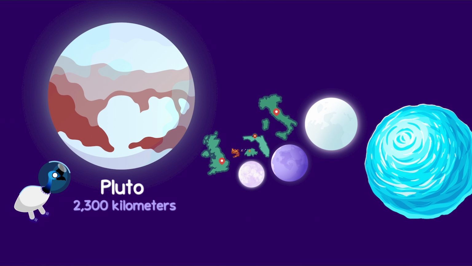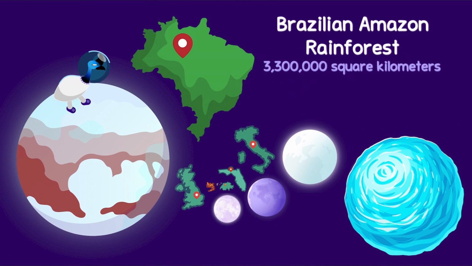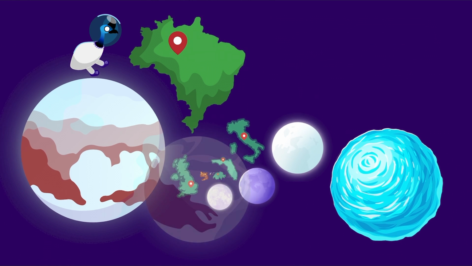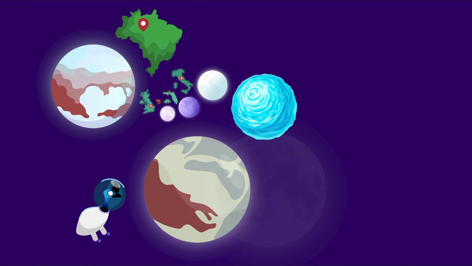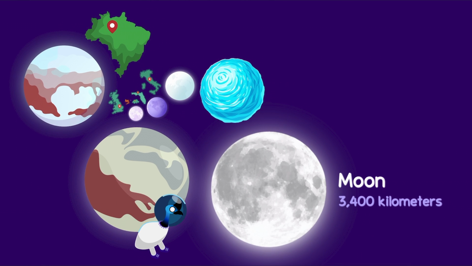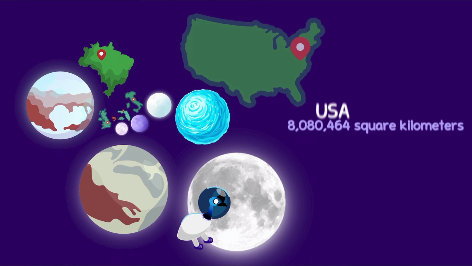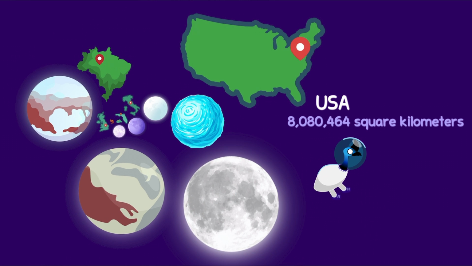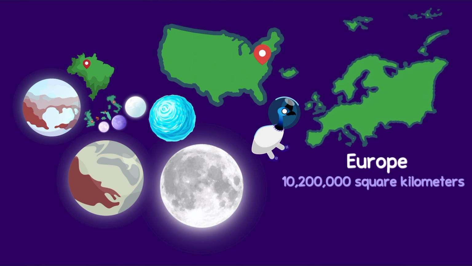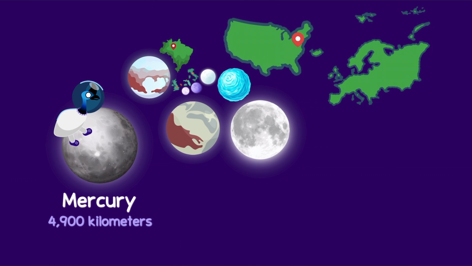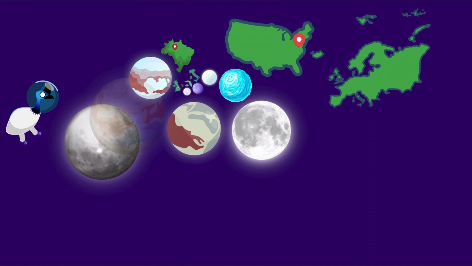Pluto, 2,300 kilometers. Brazilian Amazon rainforest, 3,300,000 square kilometers. Europa, 3,100 kilometers, Jupiter's moon with an icy surface and a subsurface ocean. Moon, 3,400 kilometers. USA, 8,080,464 square kilometers. This excludes Alaska and Hawaii state. Europe, 10,200,000 square kilometers. Mercury, 4,900 kilometers.